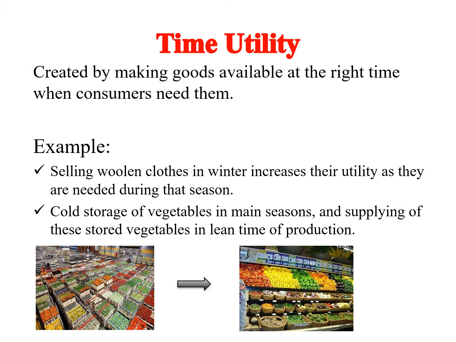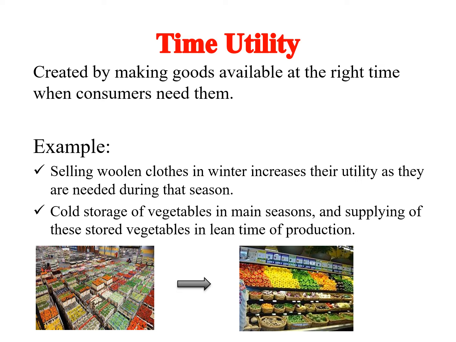Basically, time utility is created by making a good available at the right time when consumers need it. It means providing fruit, vegetables or any kind of produce in the off season, when the demand is high and the production is low. At that time, the utility comes under time utility and it gives the producers a high amount of benefits. Here are two examples dealing with time utility.